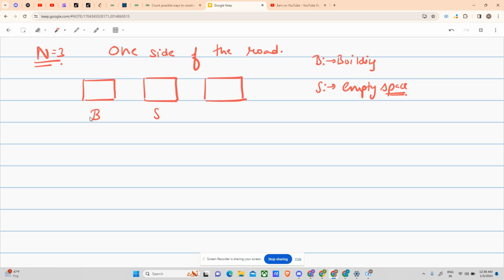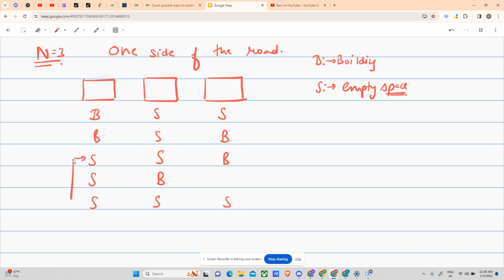So if I construct a building at this position, this has to remain empty, correct? Now this has two options. Either it can remain empty or it can become a building, because the adjacent one is not a building. So what are the two cases? BS and BSB. What is the second case? What if this is an empty space? Then this can be an empty space, correct? And this can be a building. So two cases for it. If this is an empty space, this can be a building, or for the same case, this can be an empty space also.